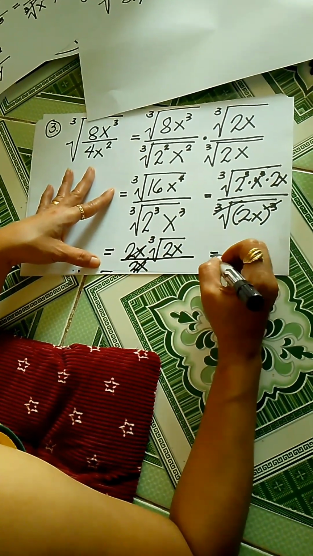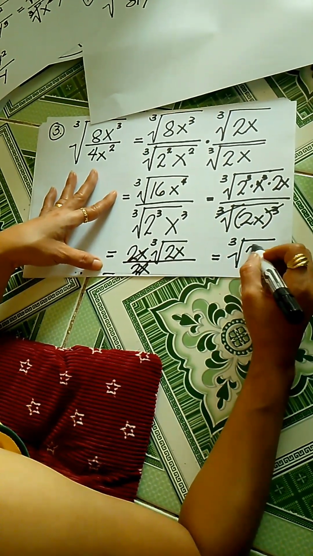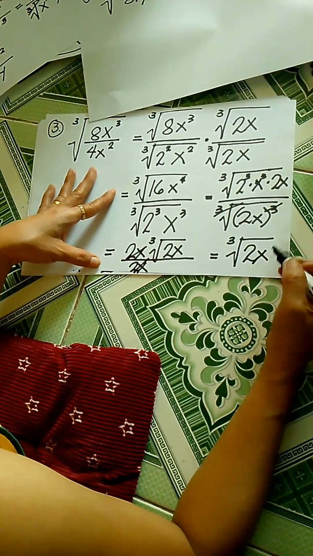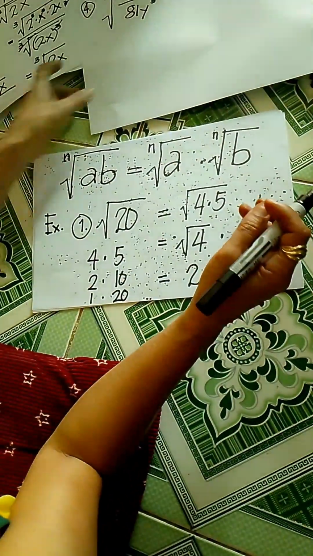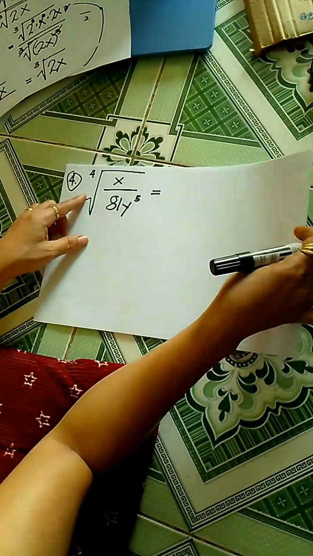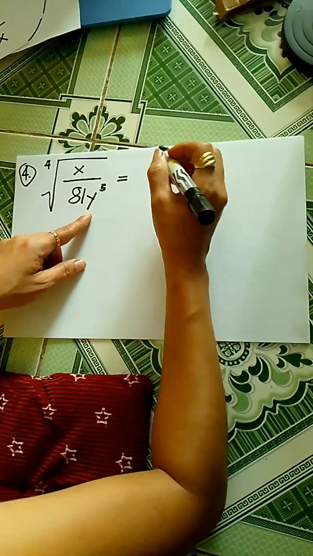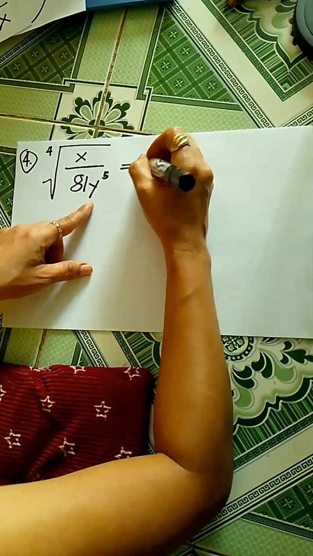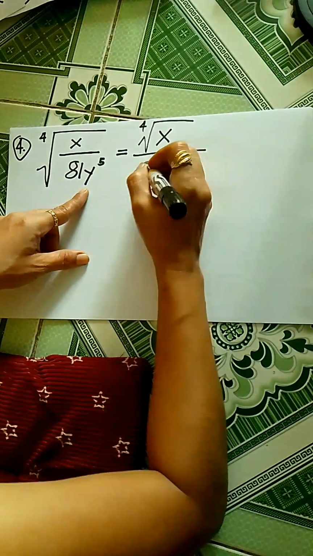2x divided by 2x, or as you can see, the numerator and the denominator is the same. Meaning, it is equals to 1. Therefore, our simplest form is cube root of 2x. Yan. Or 1 cube root of 2x. That's the simplest form of number 3. Last na po natin itong example ha.